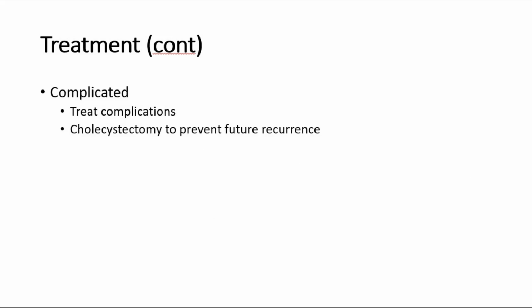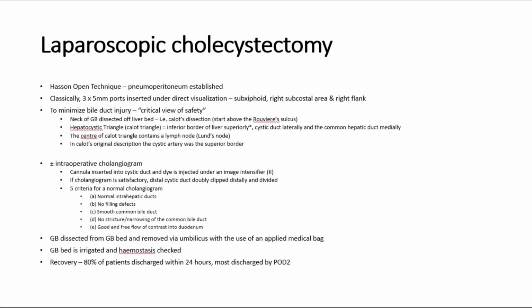For laparoscopic cholecystectomy, it is done using the Hasson open technique. Classically, 3-5 mm ports inserted under direct visualization at the subxiphoid, right subcostal area, and right flank. To minimize bile duct injury, establish the critical view of safety, Calot's triangle, plus-minus intraoperative cholangiogram. 5 criteria for a normal cholangiogram.